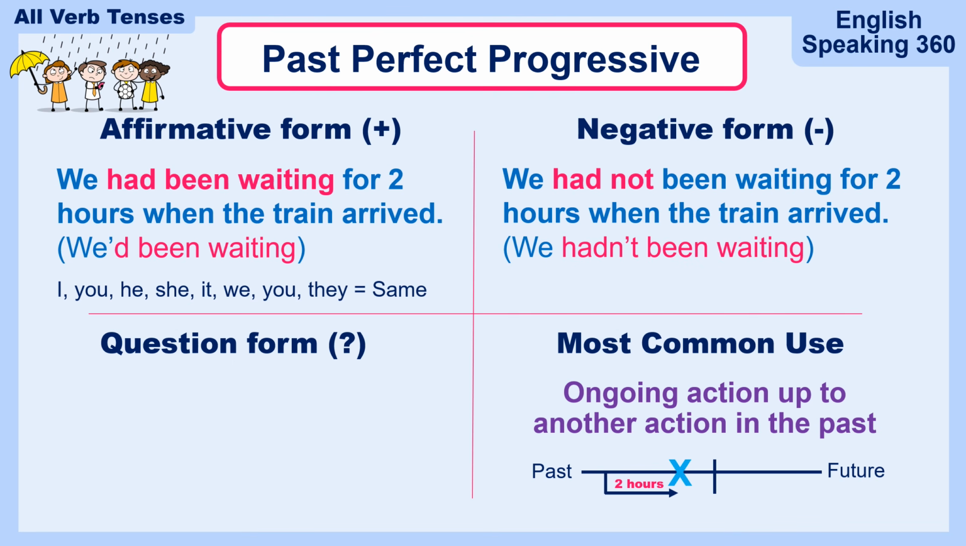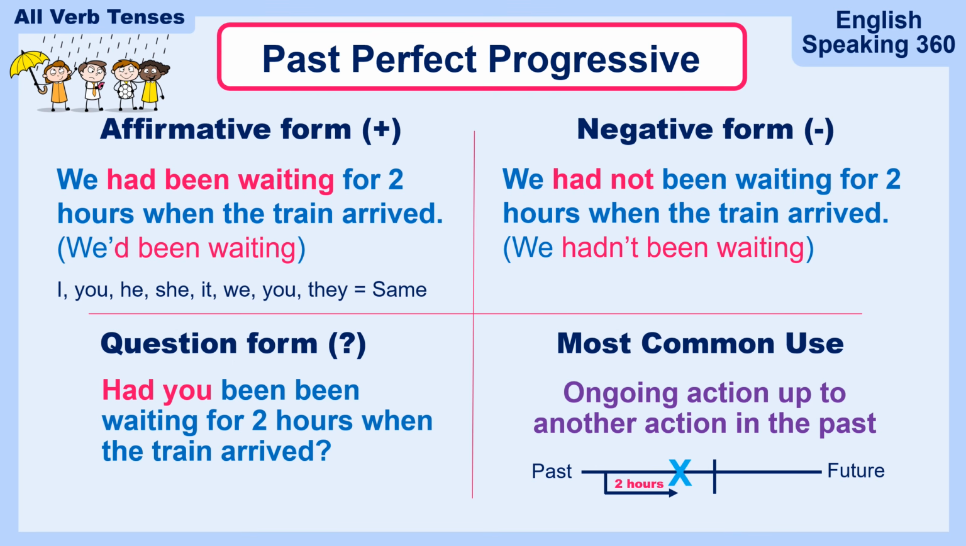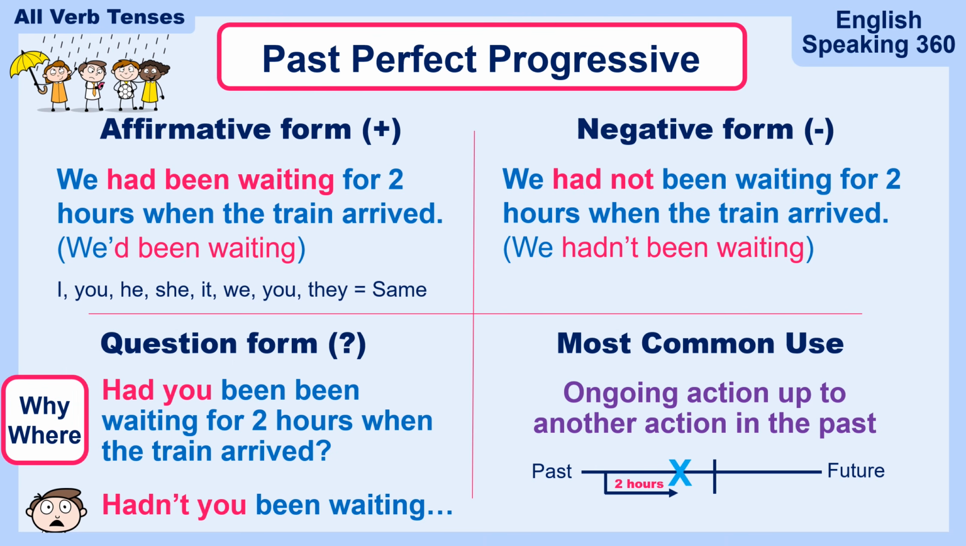For the question form, had you been waiting for 2 hours when the train arrived? And you can make the negative question. Hadn't you been waiting for 2 hours when the train arrived? I was expecting you to have been waiting for 2 hours by the time the train arrived, but you were not? What's wrong with you? Once again, you can add question words in front. Why had you been waiting for 2 hours when the train arrived? Or where had you been waiting? That's a very important question.